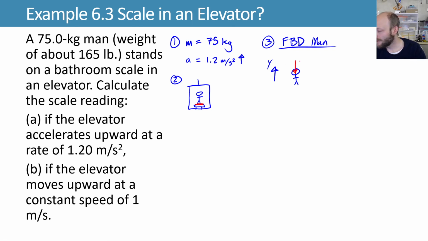This man will have weight acting down, that's equal to mass times gravity. And it will have some normal force, some interaction with the scale that's keeping him from passing through the scale. So this we'll call the force of the scale. And that force is what the scale uses to give a reading. So this is the force of the scale acting on the man. By Newton's third law, the force of the scale acting on the man is equal and opposite to the force of the man acting on the scale, which is what causes the scale to have a reading.